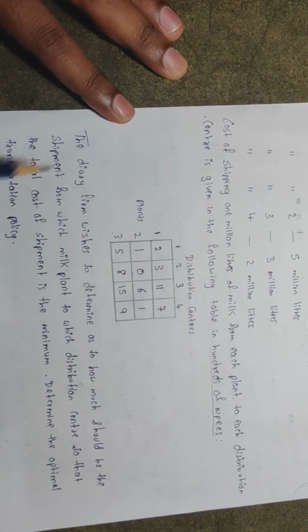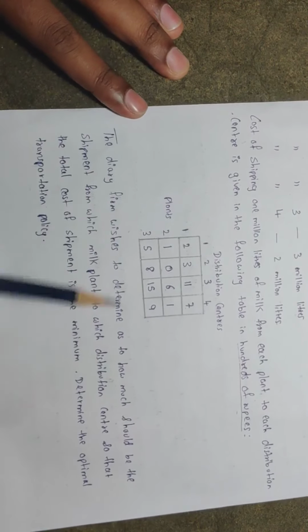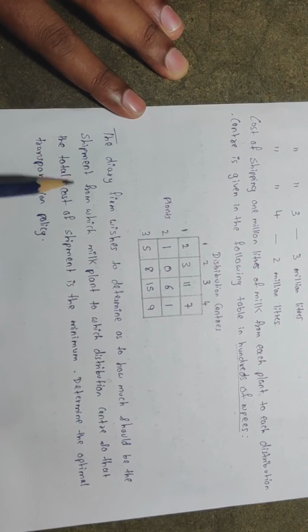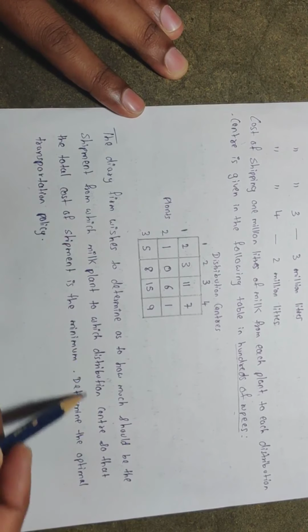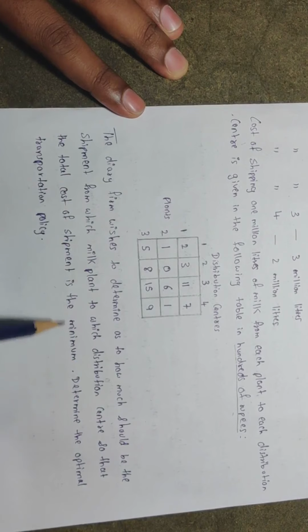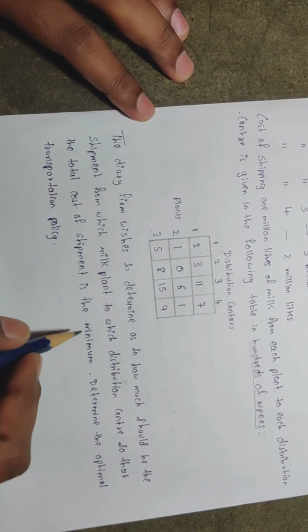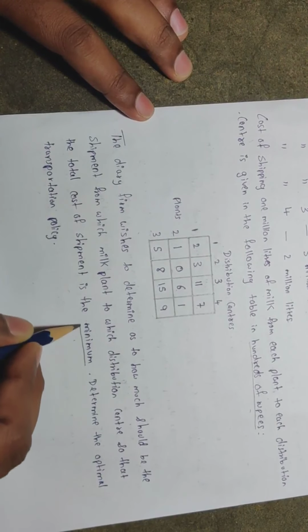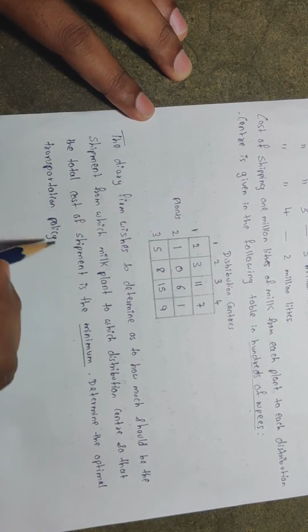Now they are saying the dairy farm wishes to determine how much should be shipped from which milk plant to which distribution center so that the total cost of the shipment is minimum. Please see this one. This is an important term to be understood, minimum. So we are going to reduce the cost.